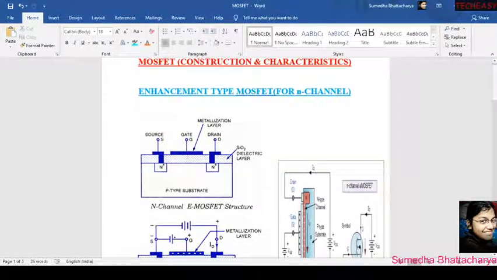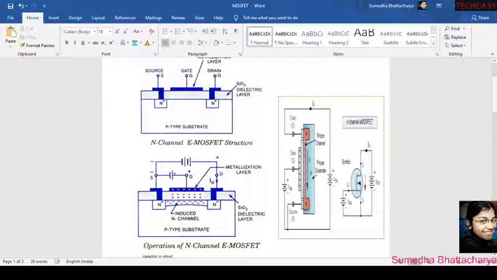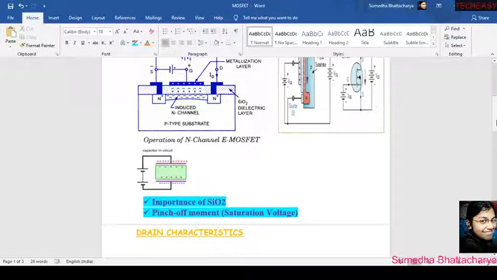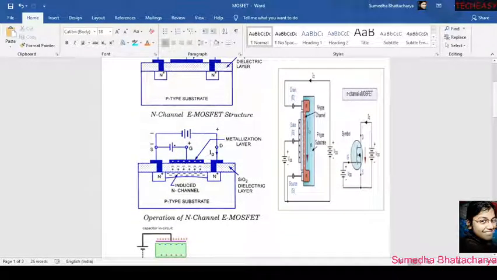So today's lecture was about this enhancement type MOSFET for N channel only, and you have to remember three things: one, importance of silicon dioxide; second, pinch off moment, that means saturation voltage; and the third is threshold voltage. Okay, I will explain the threshold voltage in the description below, because I hope you may not have understood the connection of threshold voltage.